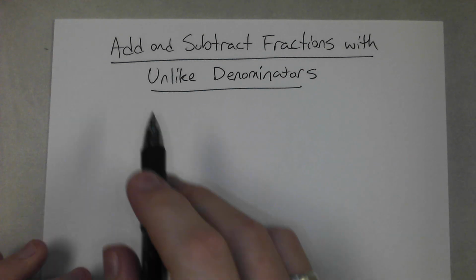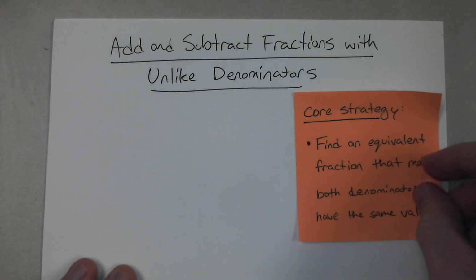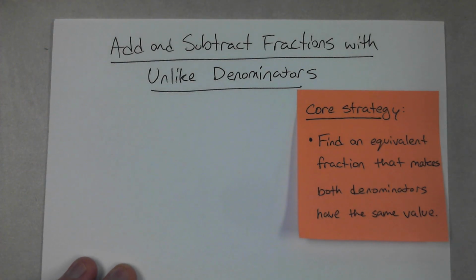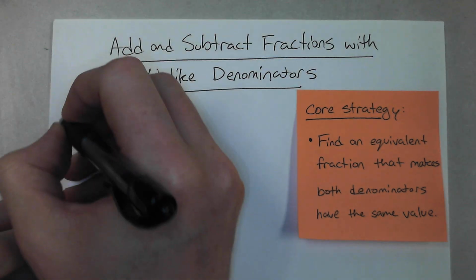This is a quick review of how to add and subtract fractions with unlike denominators. The core strategy for this type of problem is to find an equivalent fraction that makes both denominators have the same value. Our first problem is going to show this.